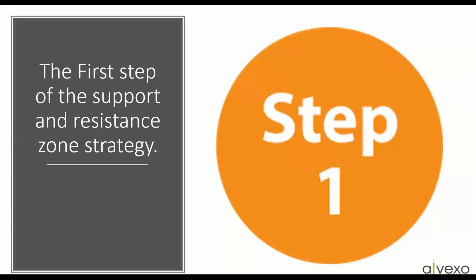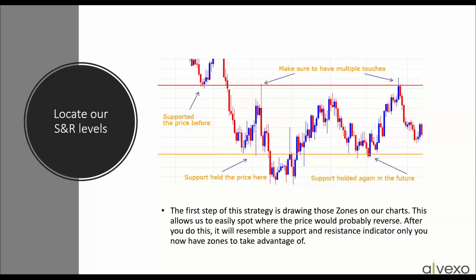We're ready to look at these charts and maybe try to make some interpretation, apply some strategy, decide whether there's a buy or a sell opportunity. We want to use these to set our risk management, our stop loss, our entry points, our take target points. Okay. So the first step for the support and resistance zone strategy is drawing those zones on our charts. This allows us to easily spot where the price would probably reverse. After you do this, it will resemble a support and resistance indicator, only you now have zones to take advantage of.